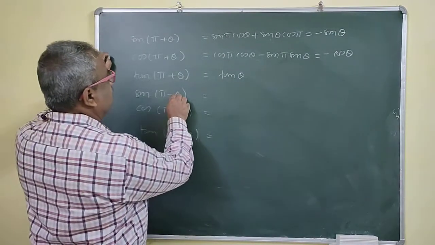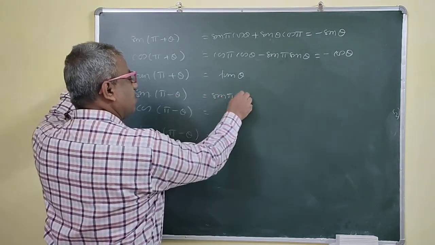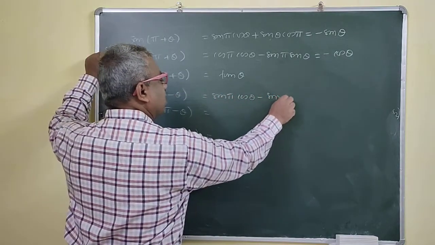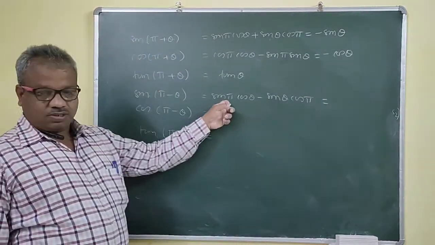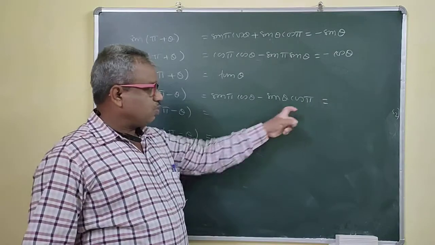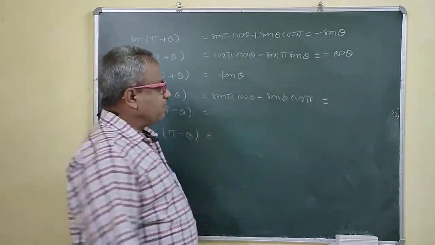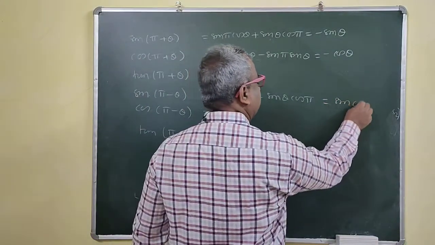So sin of pi minus theta is what? Sin pi cos theta minus sin theta cos pi, right? Sin pi is 0, so this term is 0 now. Cos pi is minus 1, so minus minus becomes plus. So this is sin theta.